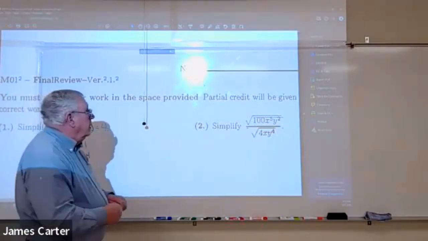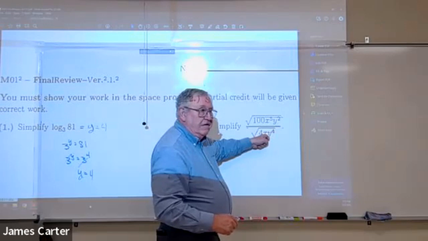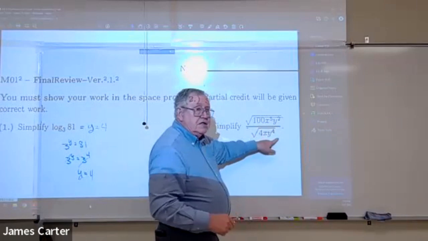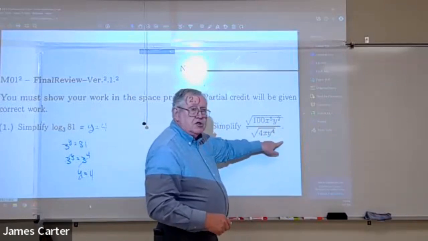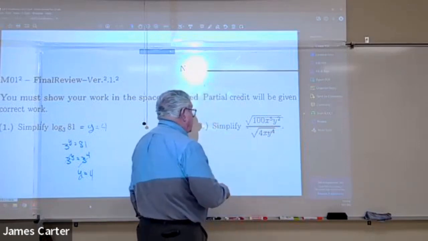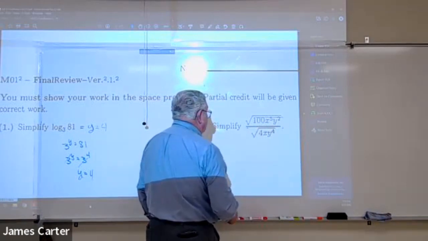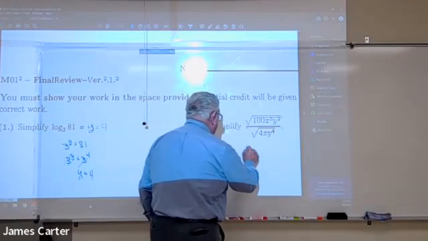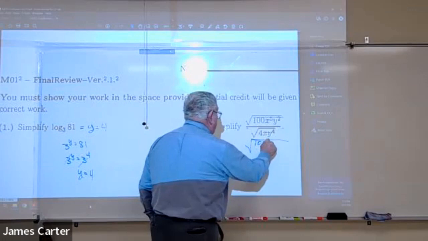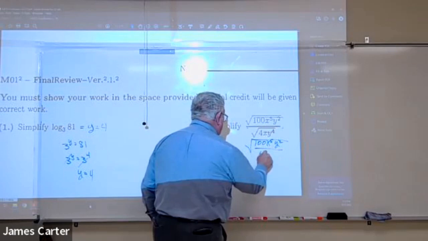Problem number 2. Thou shalt not have a radical in the denominator. Now this one doesn't have any minuses or pluses, so we don't have to do the conjugate thing. That's only when you've got minuses or pluses. But what we need to do is break down each one of these and see if we can extract any stuff. Or the other way, we can put them all over one radical, or under one radical.